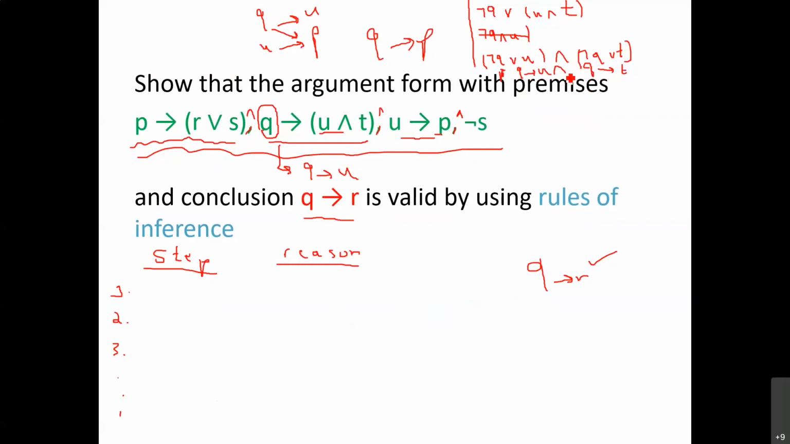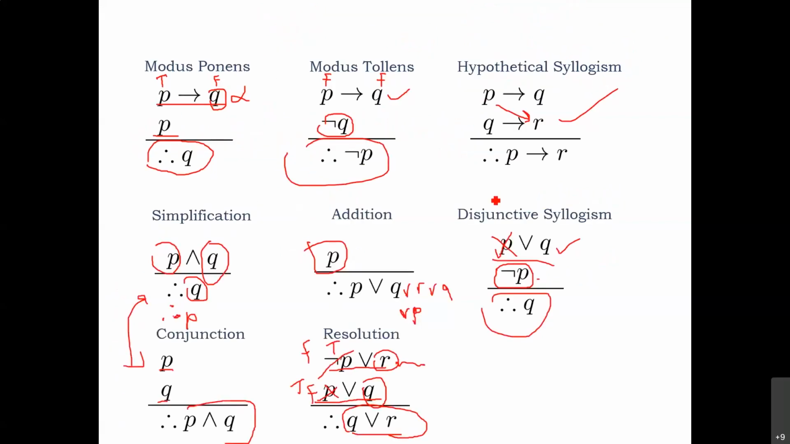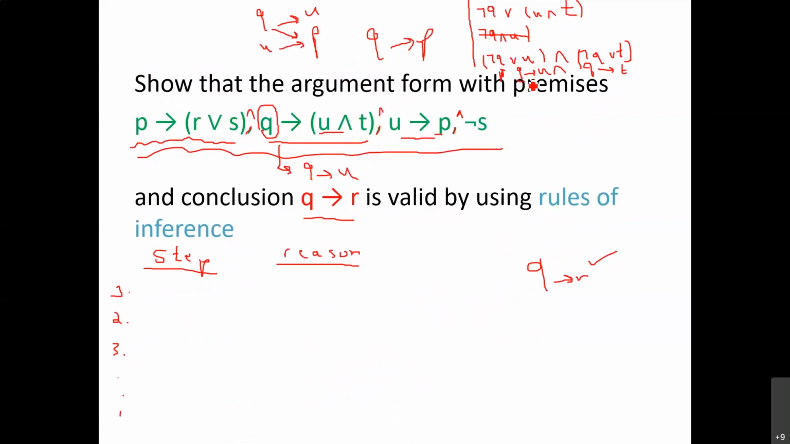And there's an and between them, so you can use simplification. Two propositions. If you have an and between them, you can use either the left or the right. So in this case, it's useful for me to get Q implies U.